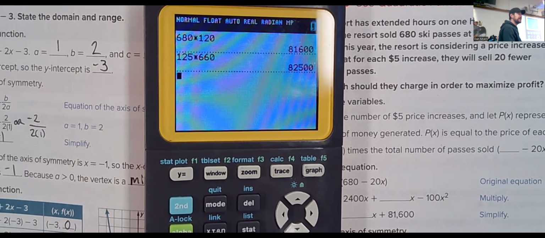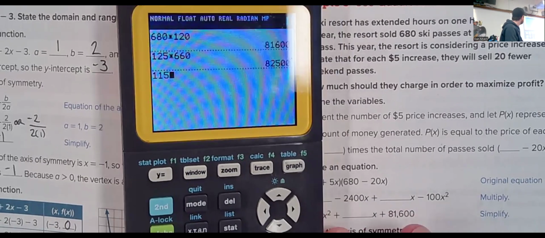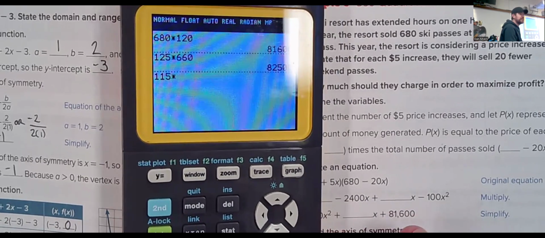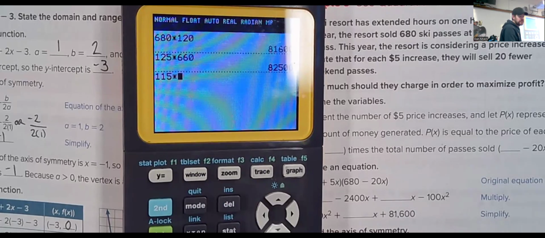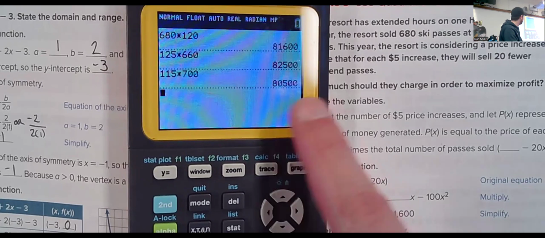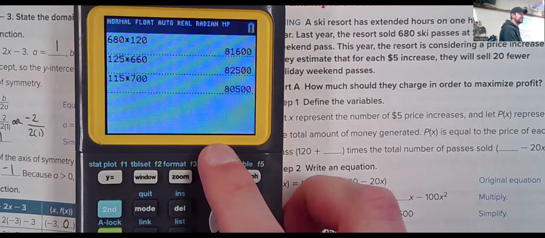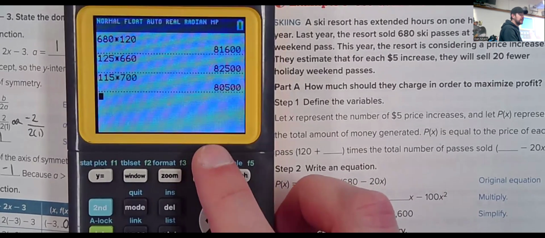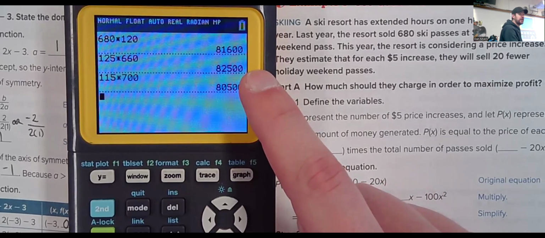Now, you also might think it works the other direction, right? Maybe they'll make more money if they decrease the price because more people would buy the pass. What if we went the other way for a second? What if we said, all right, $115 a pass, which would mean it wouldn't be 20 fewer people. You might expect that 20 more people would buy it, which would be 700 people, right? And that's $80,500, which is less than what they made this current year. So a price decrease is not ideal. Now, a $5 price increase is going to get them about $900 extra.